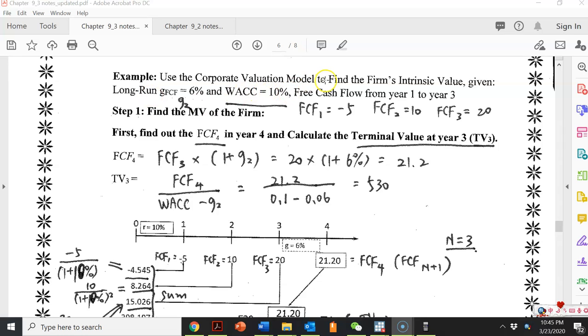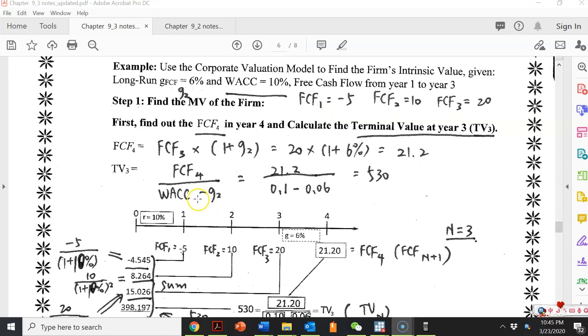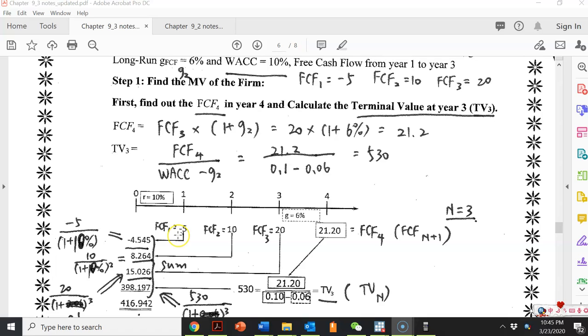Using the corporate valuation model to find the firm's intrinsic value, given the long-run growth rate of free cash flow is 6%, G2 is 6%, and WACC is 10%. And we know free cash flow 1, 2, 3. Okay, so it is given on the timeline here that free cash flow 1 is -5, free cash flow 2 is 10, free cash flow 3 is 20, WACC is 10%, and G2 is 6%.